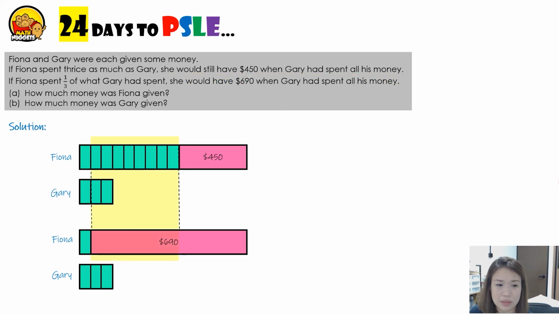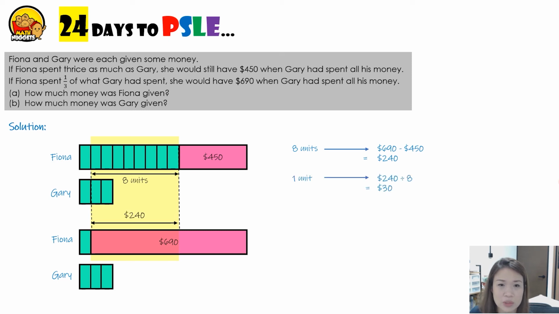If you look at this portion here, you're able to tell that the 8 units there would be equal to, let's find out, $690 minus $450. That difference there of $240 make up the 8 units. So with that, we're able to find out what's 1 unit. $240 divided by 8, which is $30.